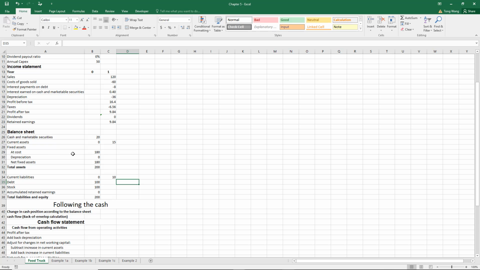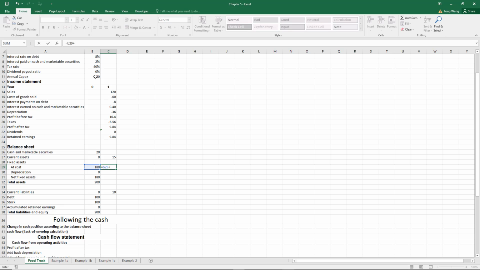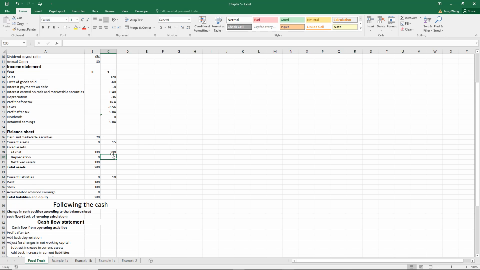And the fixed asset at cost, so this is the amount of money that you have spent on fixed assets. So at the beginning you invested 180, so that's in B29. And then you invested another $50,000 in year one, so that's your capex in year one. So we're going to add that to your total spending on fixed assets. So this is your cumulative spending on fixed assets so far.